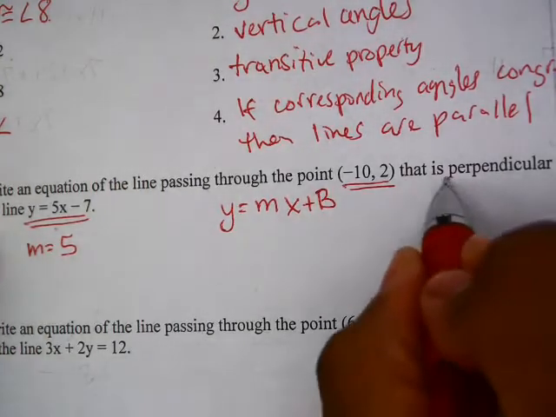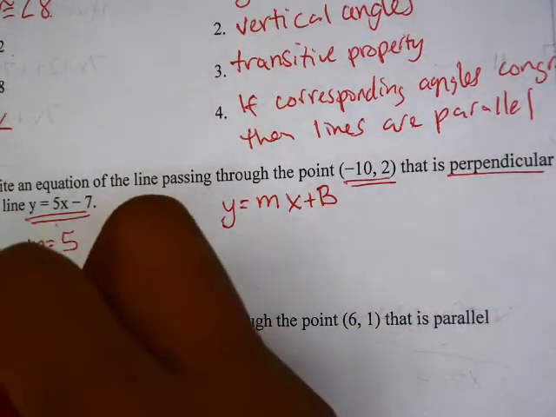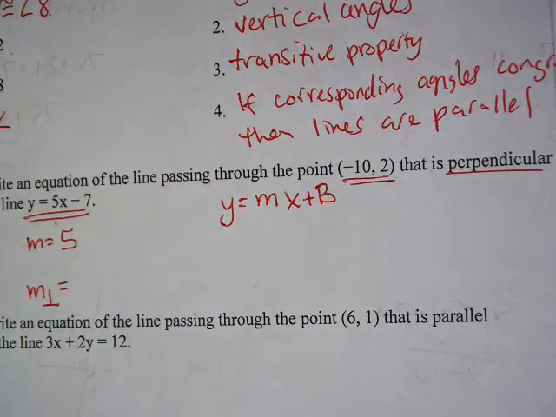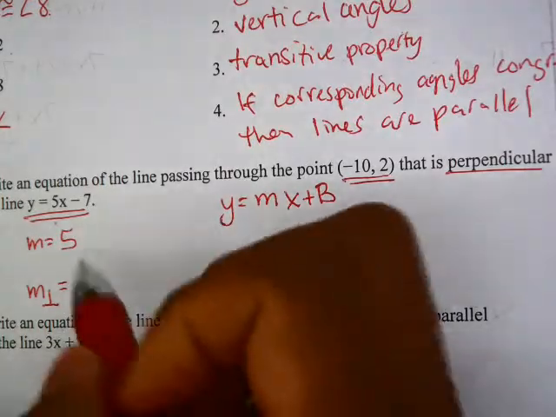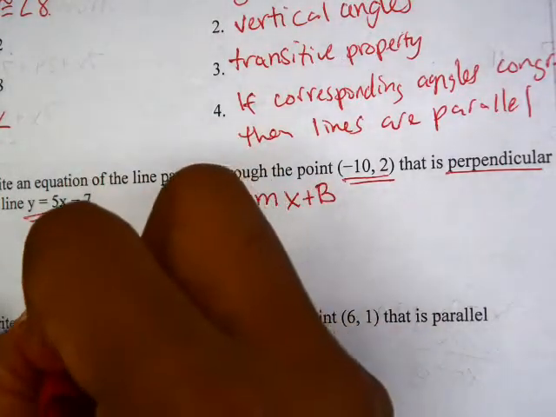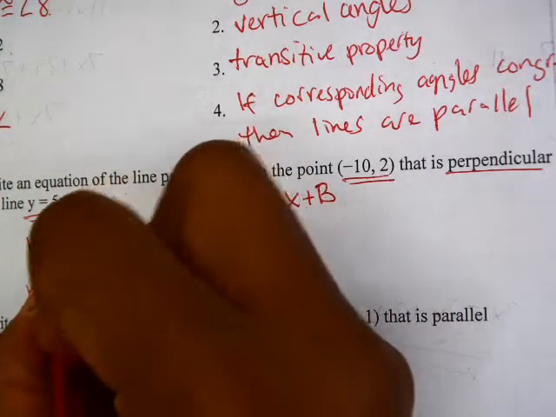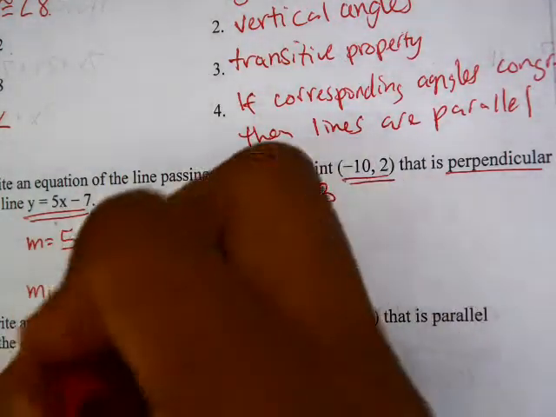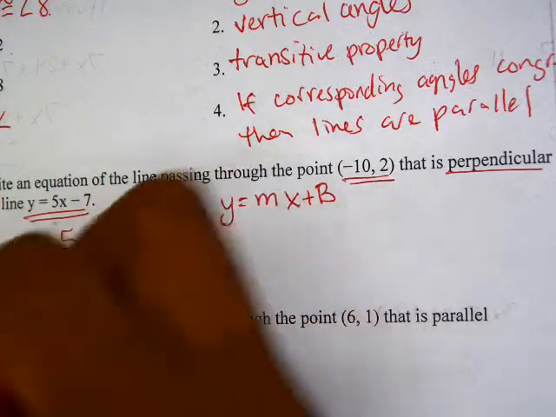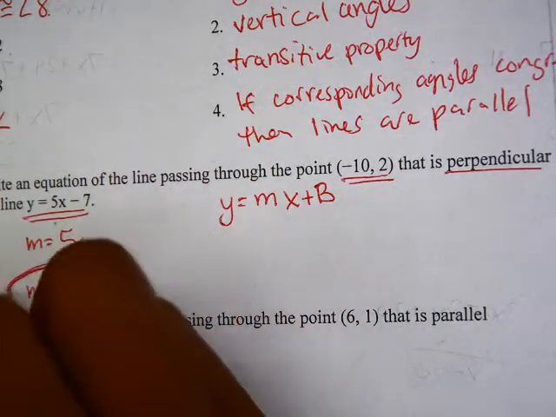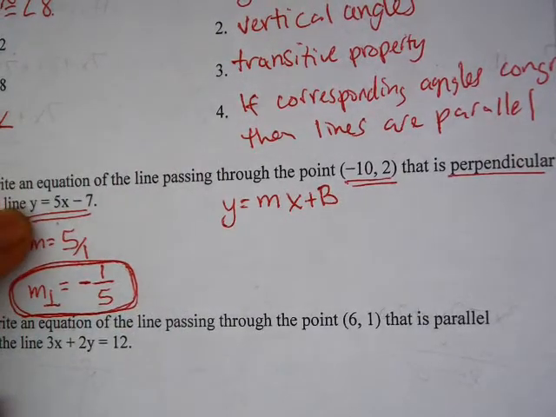I want to be perpendicular to this line. So to be perpendicular, perpendicular slopes have to be opposite reciprocals. Opposite meaning they have different signs. This slope is positive, so the slope I want, the perpendicular slope, has to be negative. And reciprocals, this is 5 over 1. The reciprocal would be 1 over 5. So the slope I want is negative 1/5, because that would be a perpendicular slope to this line.